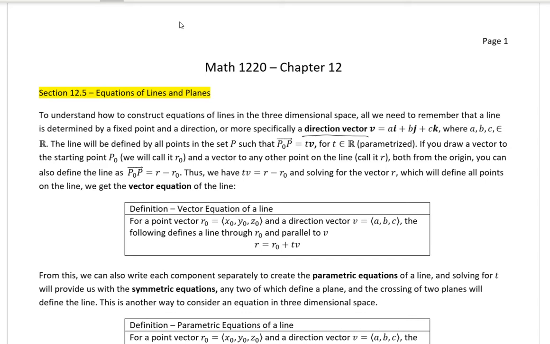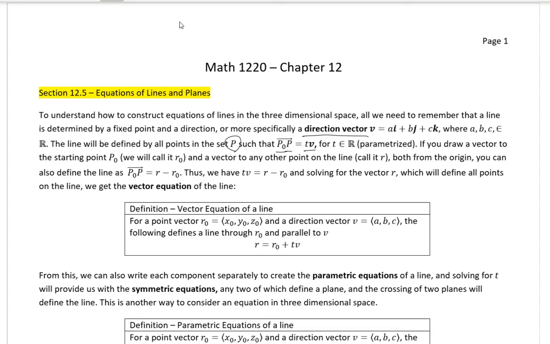If we have that, then we should be able to define a line defined by all points in the set P, such that from your initial point P0 up to P, any point on that line, that should be a parametric version of that direction vector. Parametric because it depends on how long you need to go in order to get to any single point.